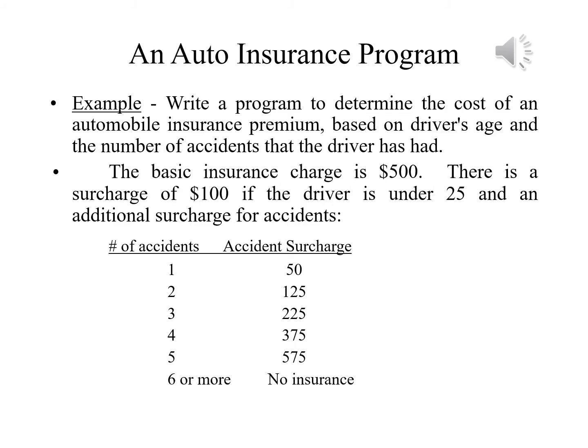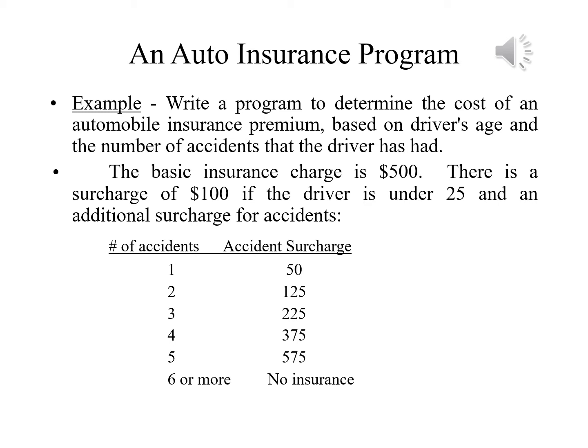We're going to look at something of a real-world example, calculating the automobile insurance premium based on the driver's age and the number of accidents that the driver has had. This is a little bit like real life. It's not entirely like it, because for those of you who live on Long Island, you'll recognize that the insurance premiums are probably far lower than you're going to face. In our example, we are going to assume a basic insurance charge of $500.